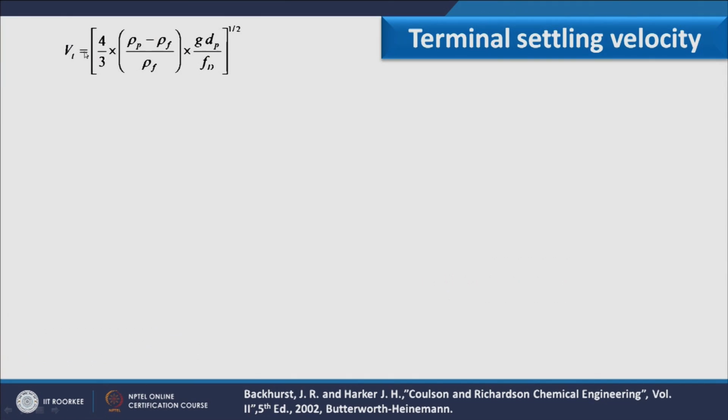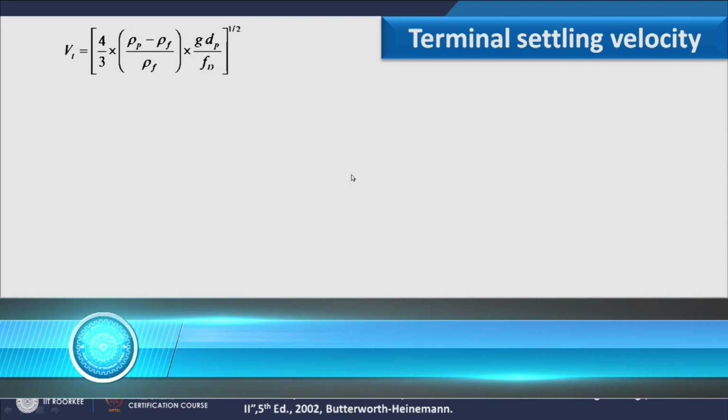If you see this equation, this is the generalized equation of terminal settling velocity, and here Vt is a function of Fd. Now, what happens when we do not know the region in which the particle is falling? Then I cannot take the value of Fd. For example, if I do not know whether the particle is falling in the laminar region or any other region, how can I take the value of Fd? If it is falling in the laminar region, then only can I take the value of Fd as 24 by Re.